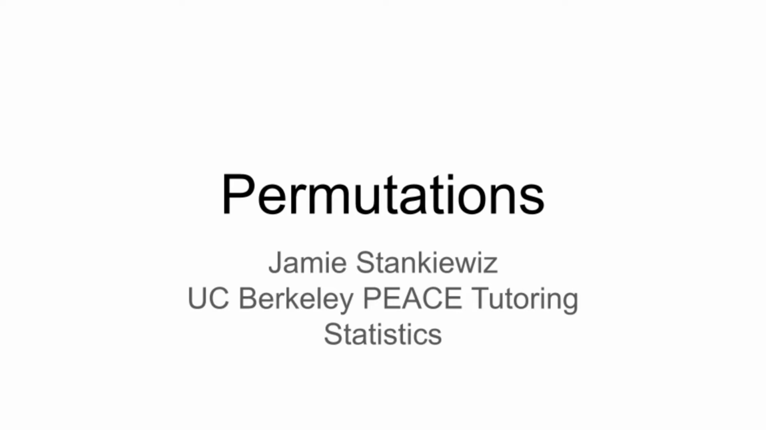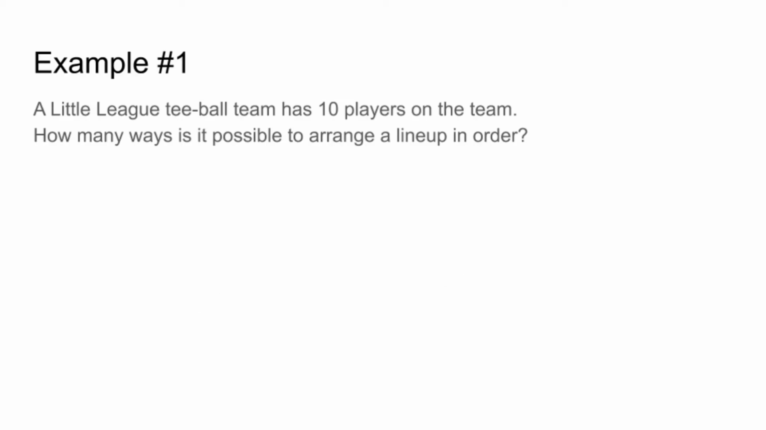I'm going to kick off this topic with an example in hopes to show what permutations are, starting with a definition. A Little League T-ball team has 10 players on it. How many ways is it possible to arrange a lineup in order?